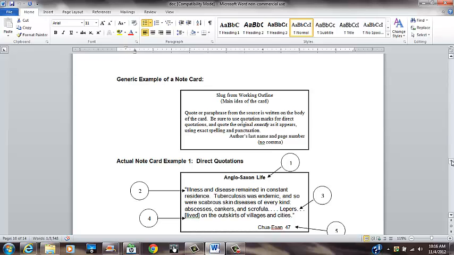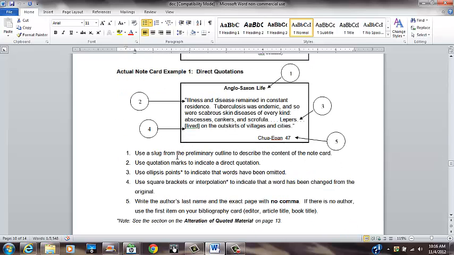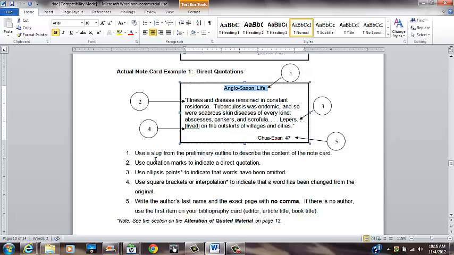The reason why is because if you need to go back to verify a quote, maybe you want greater context, you want to know the context in which that quote was taken, or you just want to make sure that you have the wording of that quote absolutely right, you need to include the page numbers. So here is what the card should look like for a direct quote. Notice at the top, using the slug from the preliminary outline to describe the content of the note card. So this card is about Anglo-Saxon life. Use quotation marks to indicate the direct quotation, and there it is right there.